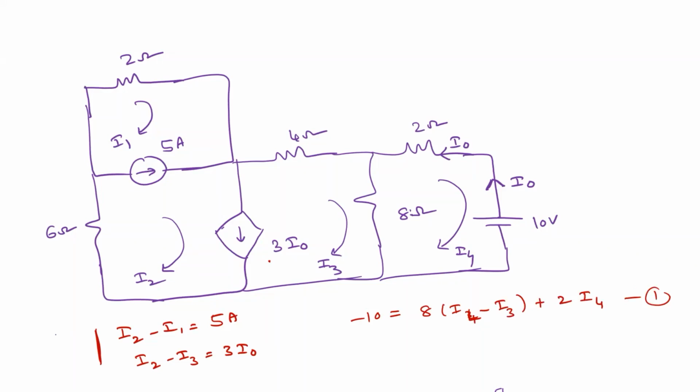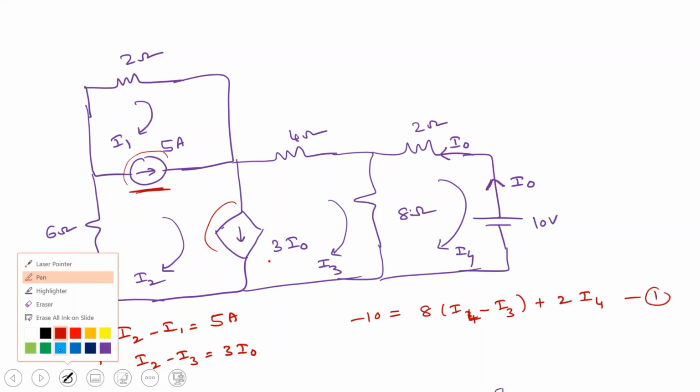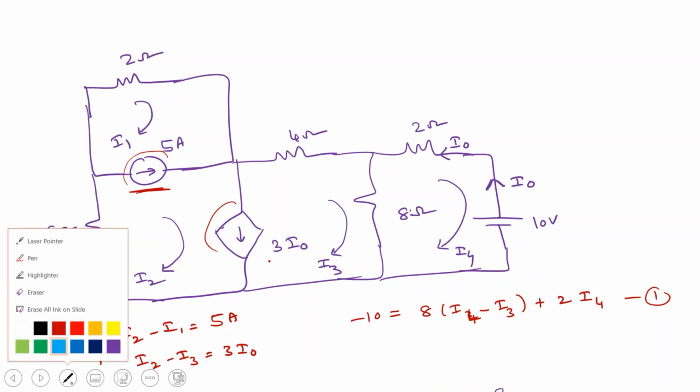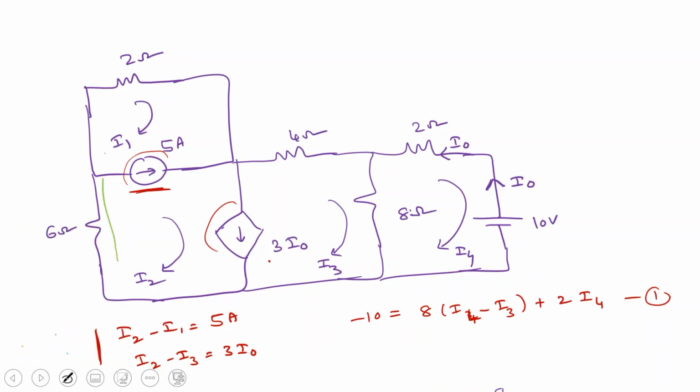Now, what is the super mesh? How will you create it? Remove the current sources. You need to exclude these two branches. So what is the leftover? The outer loop, which we can mark with another color. Agree, everyone? So now tell me the super mesh equation.